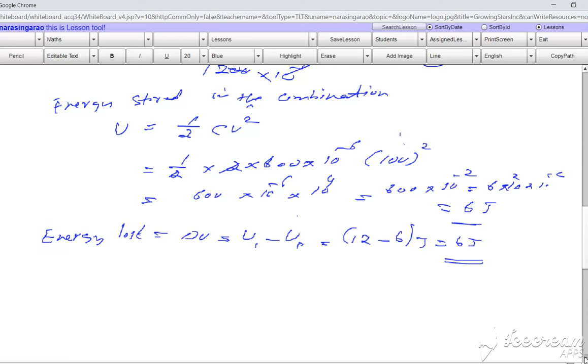Two cells of EMF 3 volt and 2 volt with internal resistance 1.5 ohm and 1 ohm respectively are connected in parallel across a 3 ohm resistor so that they tend to send current in the same direction. Calculate the potential drop across the 3 ohm resistor. Okay, we can see it in the next slide.